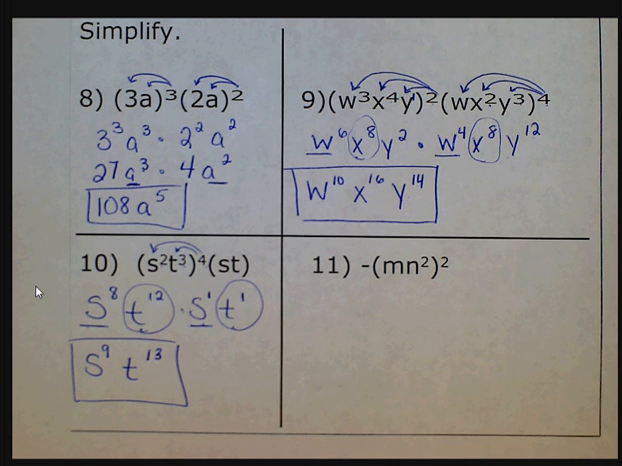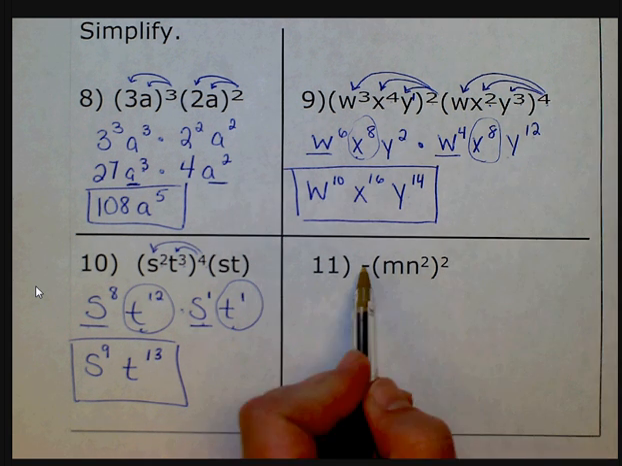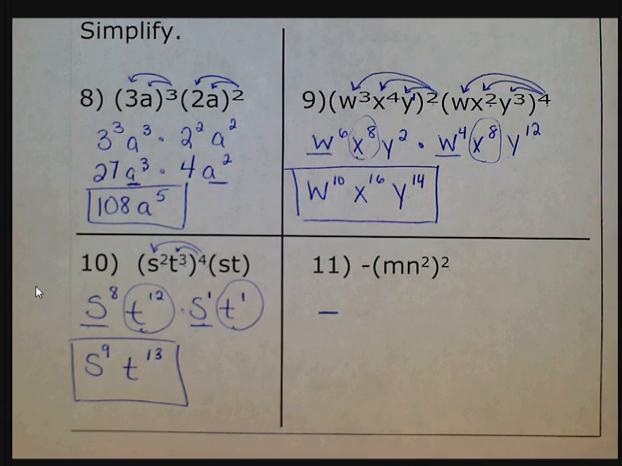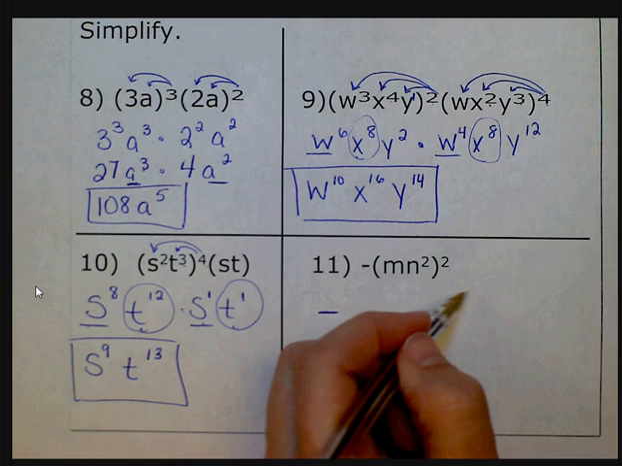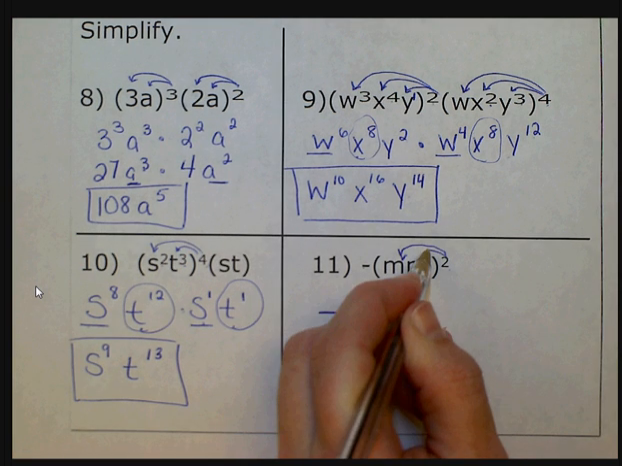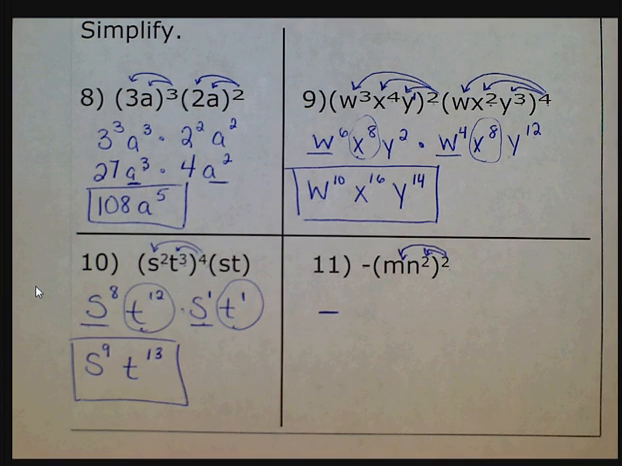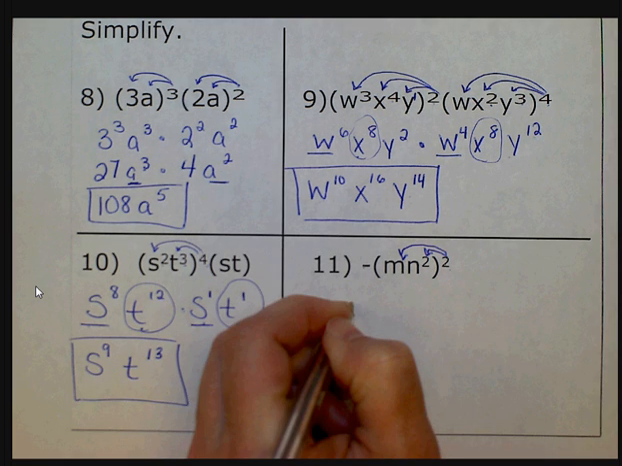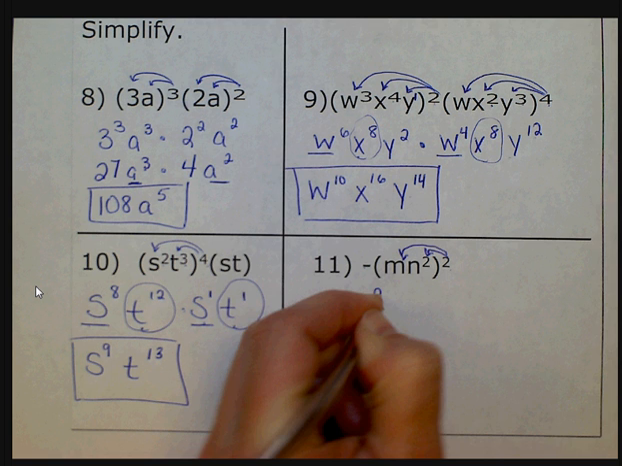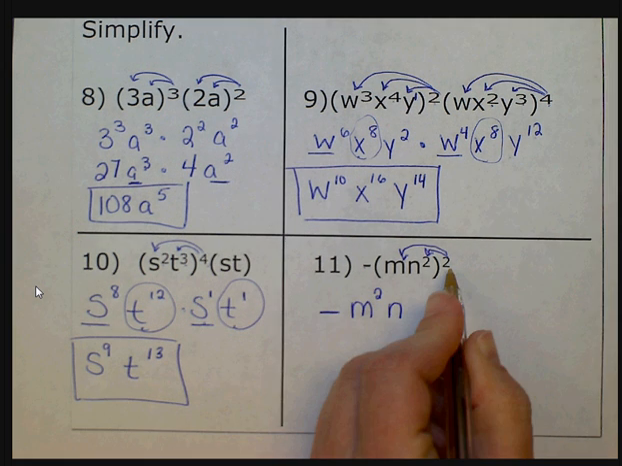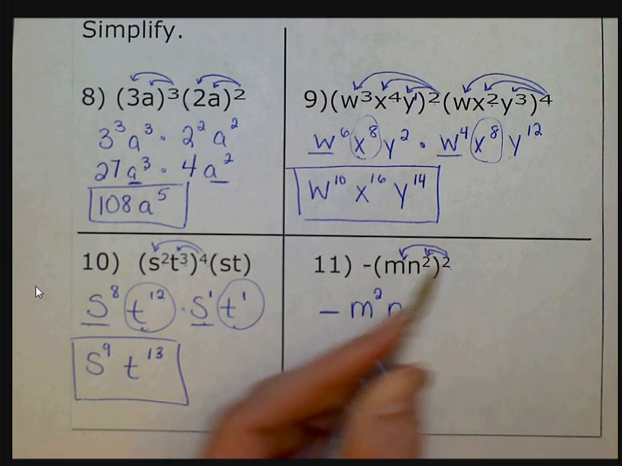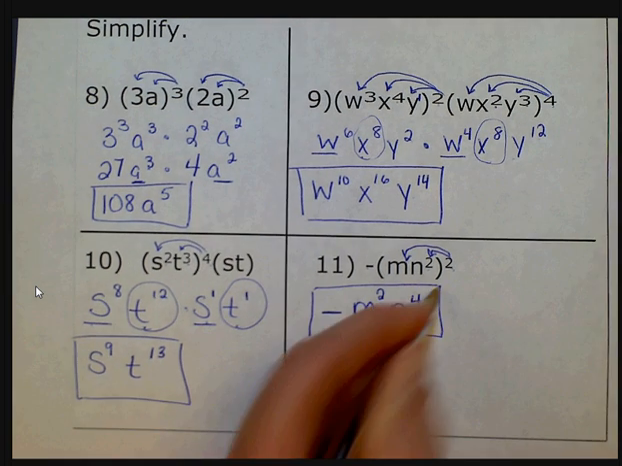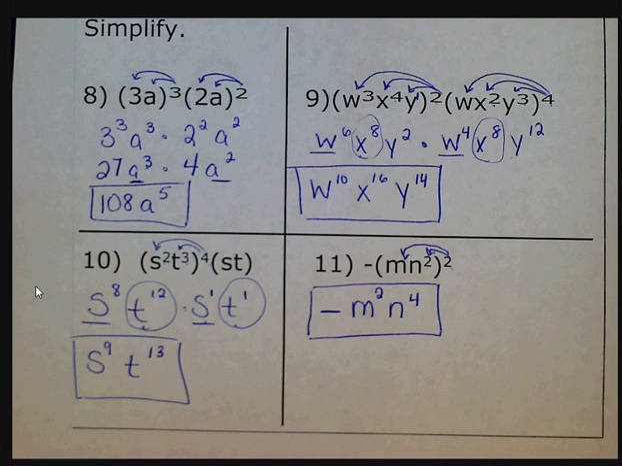And finally, number 11. This negative out here is not raised to the 2nd power, so it's going to stay in our answer. That means our term is just going to be negative. But I have to hand this power out to both the m and the n. So this will be m to the 1st times 2. So that's m to the 2nd power. And n squared raised to the 2nd power, you'll multiply 2 times 2 to give you n to the 4th. And that's your final answer. Negative m squared n to the 4th.